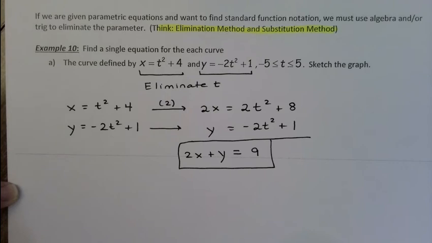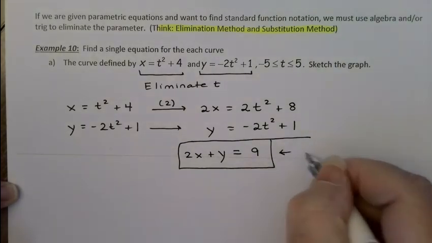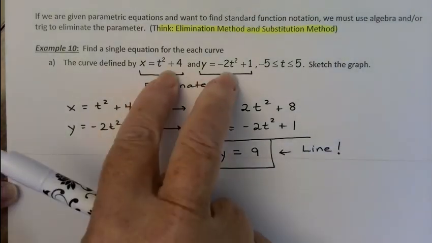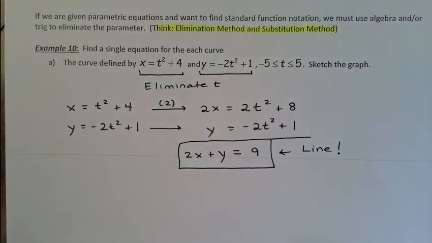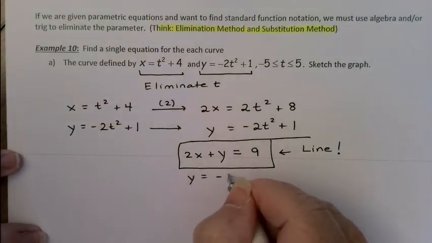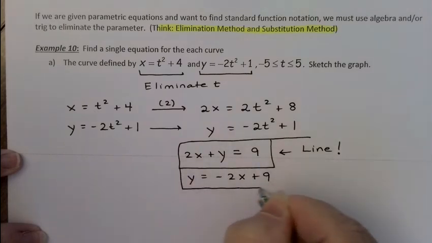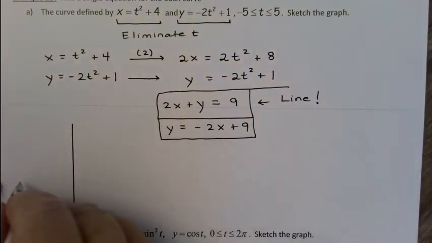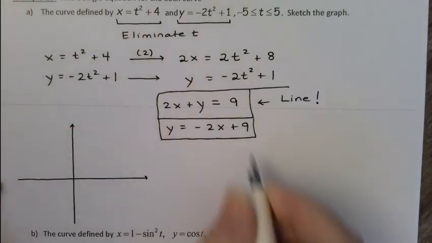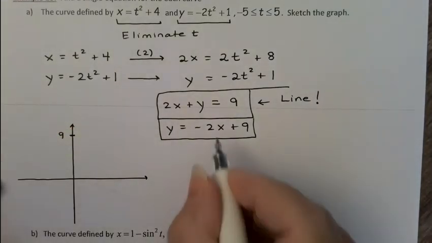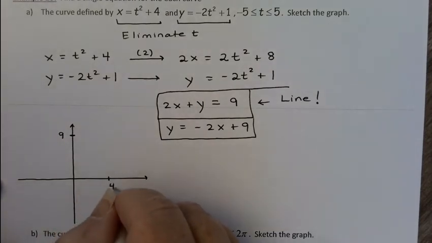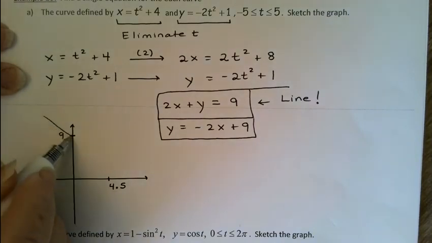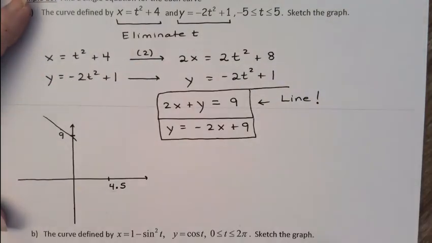And, perhaps somewhat surprisingly, what would the graph of that equation look like? That's just a line, right? Kind of surprising when we started out with t squareds in there. But after eliminating the parameter, we find that all we have is the equation of a line. In fact, if I wrote it in slope-intercept form, y equals negative 2x plus 9, it would be pretty easy to graph. Y-intercept of 9. Slope of negative 2, which is going to make this go at, what, 4.5 down here? And there's my line. I didn't get that one started very well.